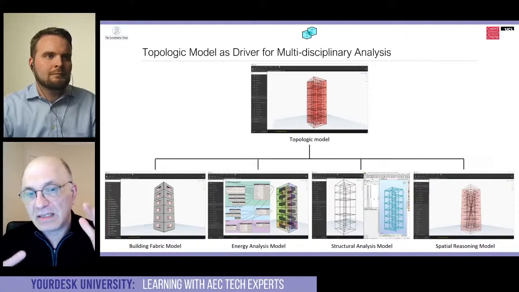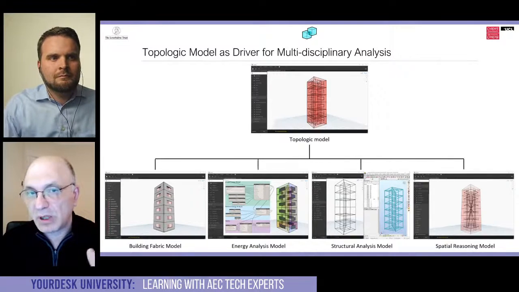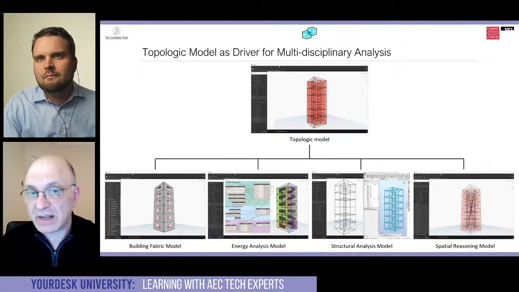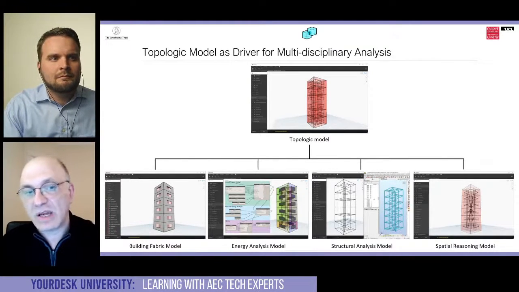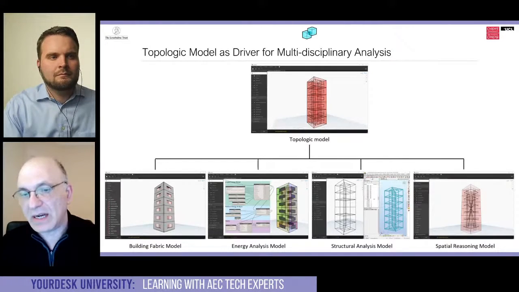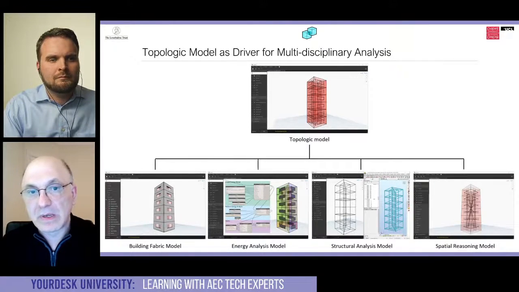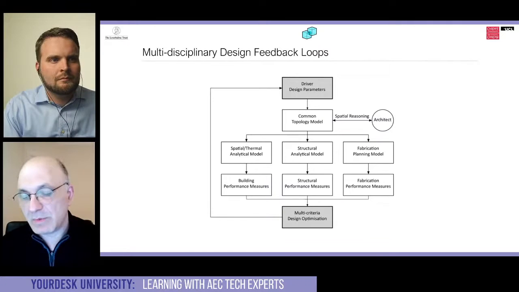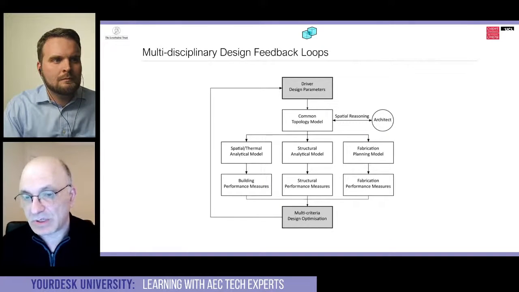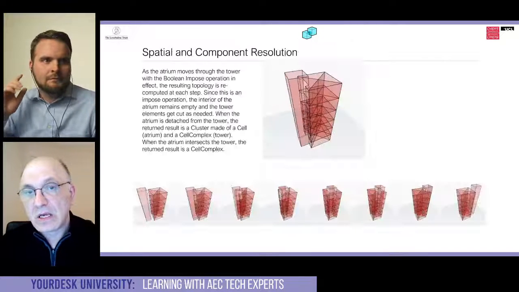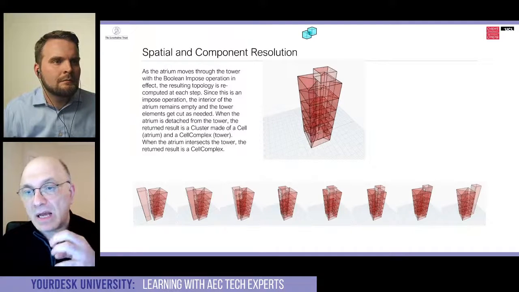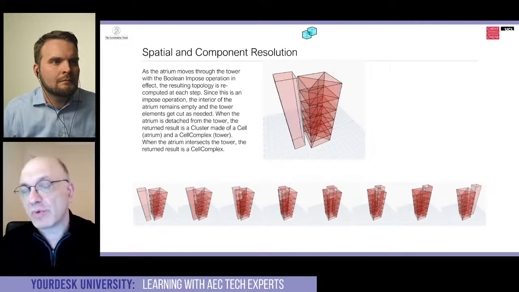So the basic idea is that we go from a topologic model, which is, as I said, lightweight but very rigorous, and we use it as a driver to build on top of it either a building fabric model, or we can do energy analysis, or a structural analysis model, or a spatial reasoning model. So this is another image of basically the same concept. And obviously, if you have these models, you can do multi-criteria optimization.